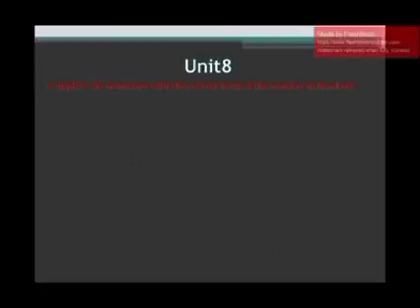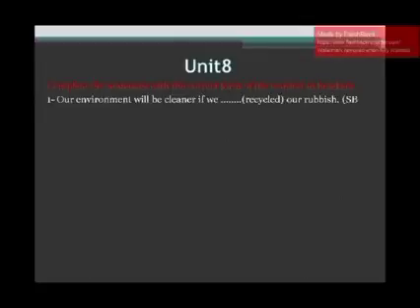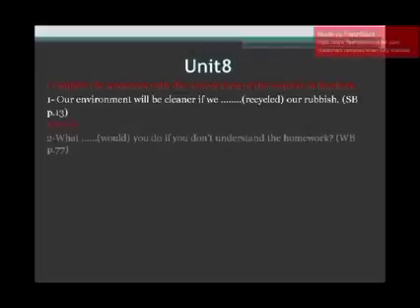Complete the sentences with the correct form of the words in brackets. Our environment will be cleaner if we recycle our rubbish. This is the first conditional, because if here is preceded by will plus infinitive, so it should be followed by the present simple. Recycled here is past simple, so it is incorrect. The correct answer is recycle. Number 2, what would you do if you don't understand the homework?